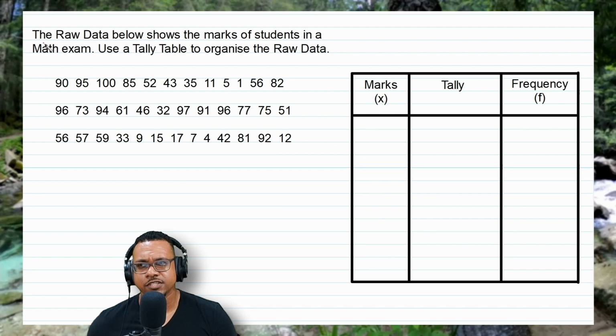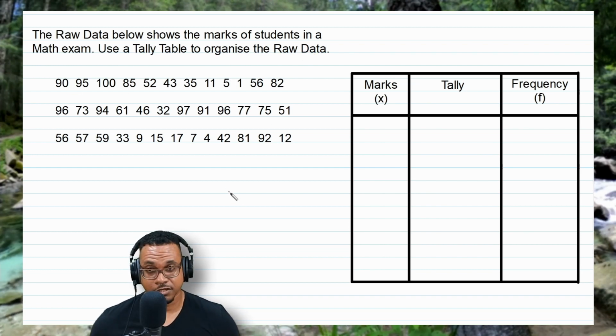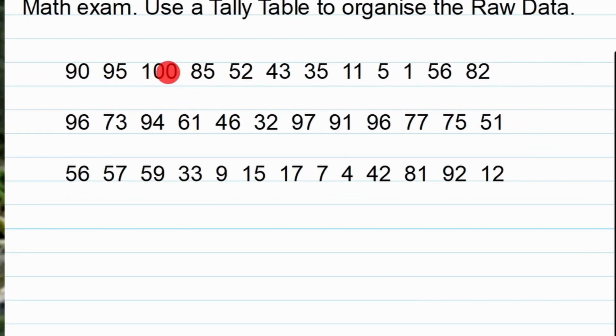All right, so moving on to this question, we have the raw data below shows the marks of students in a math exam. We're going to use the tally table to organize the raw data. Now, I'm going to go through my raw data and see what's the highest and what's the lowest. So I'm seeing 100 here so far. Going through. I'm seeing 1, so that looks like the lowest. So do I see 0? No. So 1 is the lowest. Do I see anything above 100? No. So 100 is the highest.